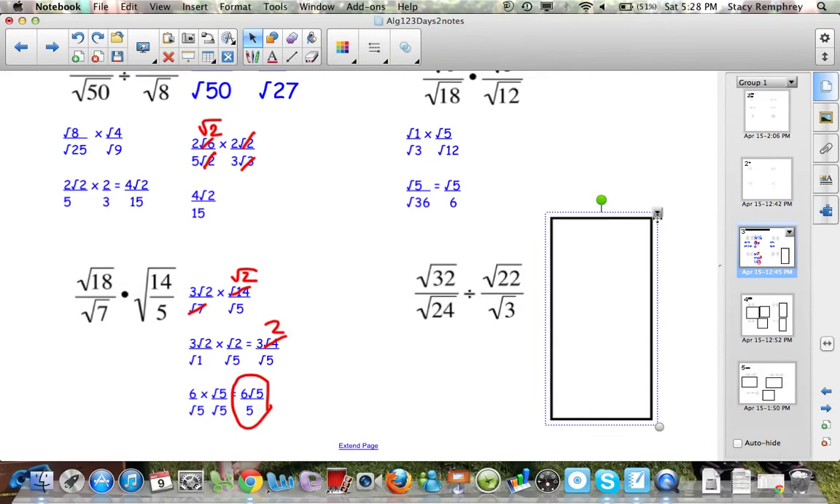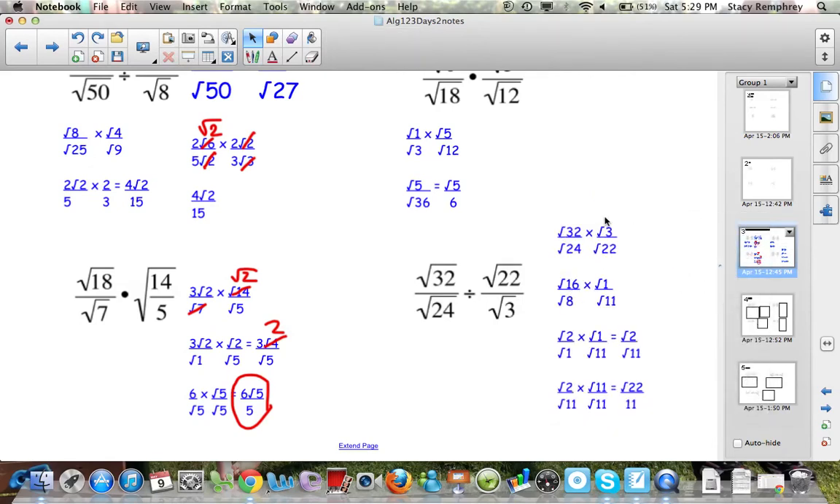In the last one, I multiplied by the reciprocal, again, I chose to simplify first. So I divided the 24 and the 3 each by 3. That's where this, by the square root of 3, I should say. That's where these came from. Then I divided the 32 and 22, square root of 32, square root of 22, both by the square root of 2. That's where these came from.